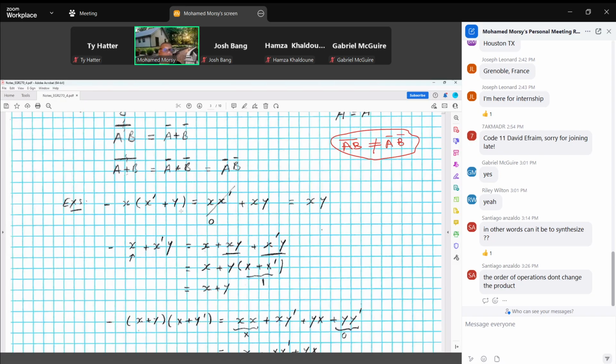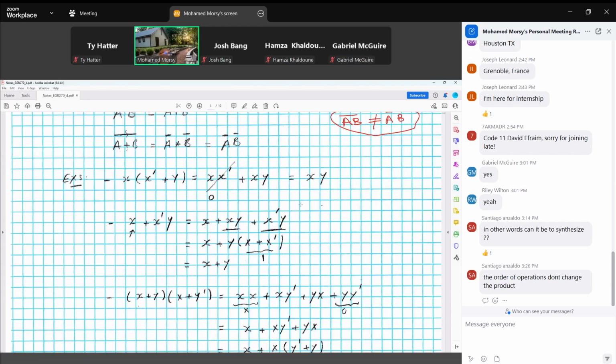So based on the properties we mentioned, we can say this is equal to X X inverted plus XY. X X inverted is 0 based on the properties we mentioned. A A inverted is 0. So 0 plus XY. So this is equal to XY. So you see how the expression is simplified here.